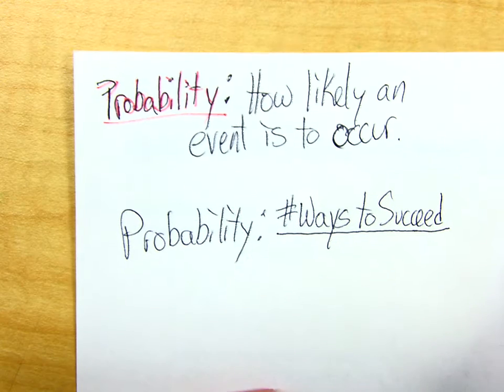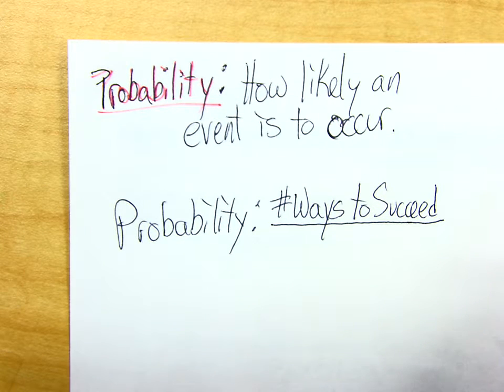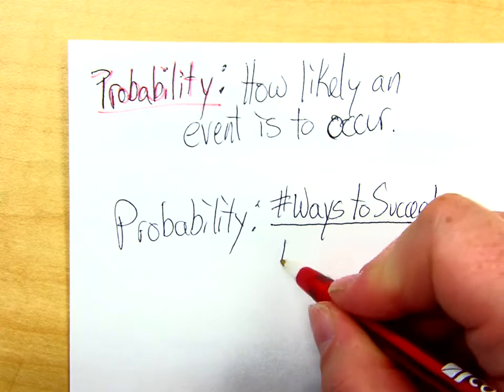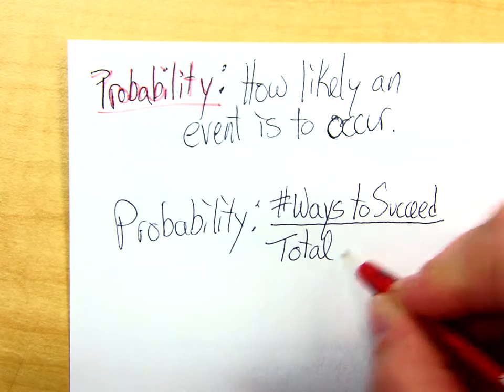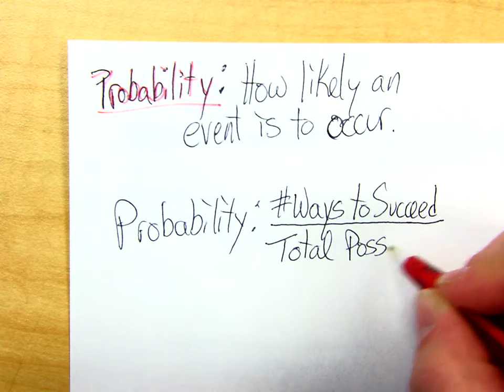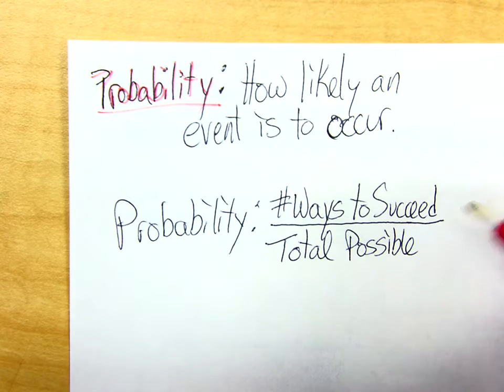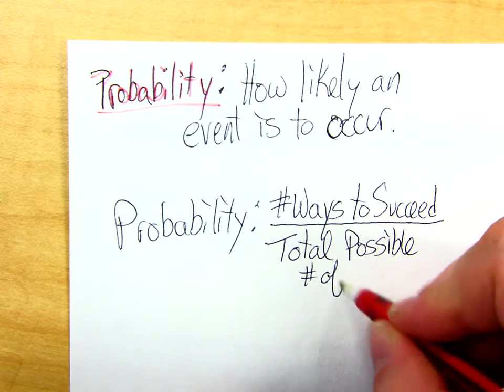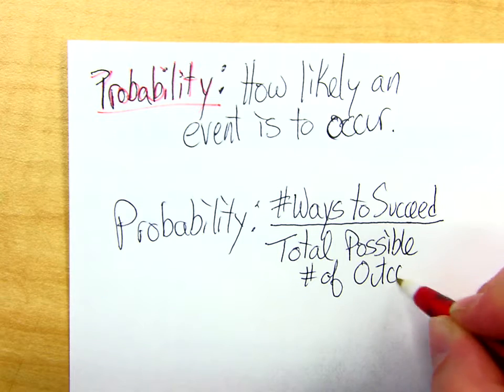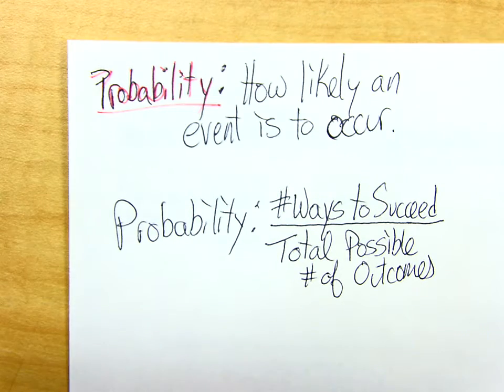So, in the numerator, we're going to put the number of ways to succeed. And in the denominator, we put the total possible number of outcomes. This will make a bit more sense when we do an example.